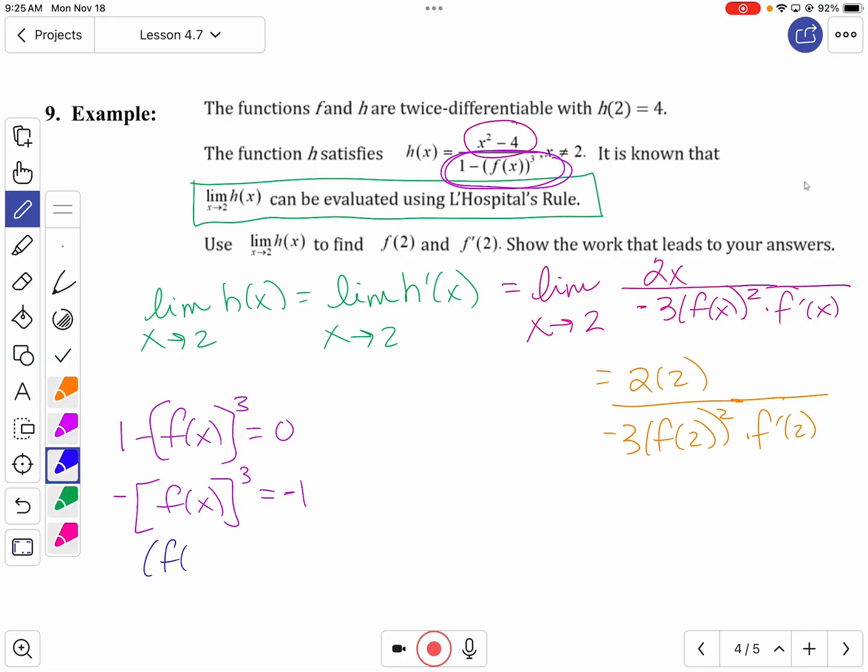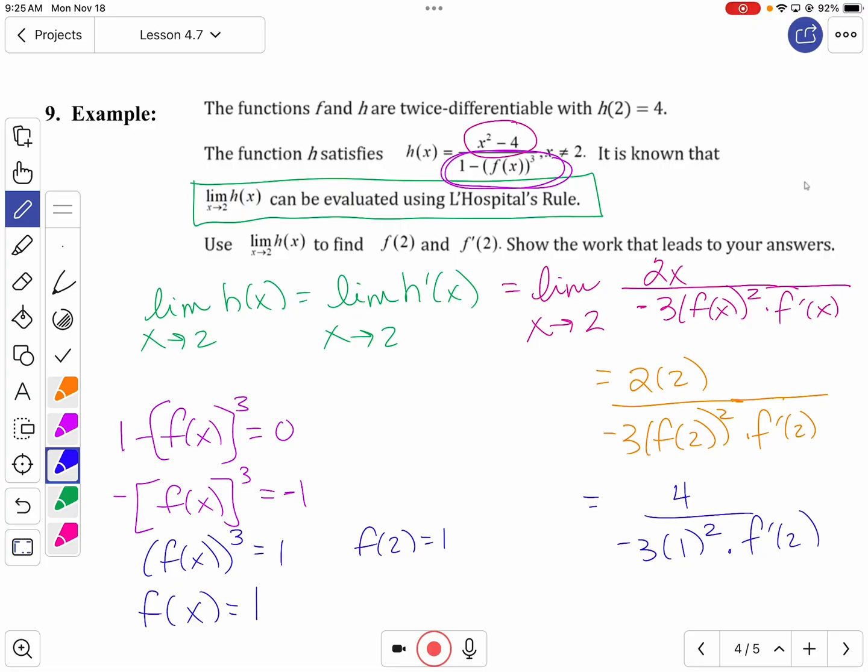All right. So if we get down to it, we end up with f of x cubed equals 1, and so f of x equals 1. Okay, and we know that it has to be f at 2 because we're evaluating L'Hopital as x approaches 2. So f of 2 is equal to 1. So I can plug that in. So I've got 4 over negative 3 times 1 squared times, the only other thing I'm missing is f prime at 2.